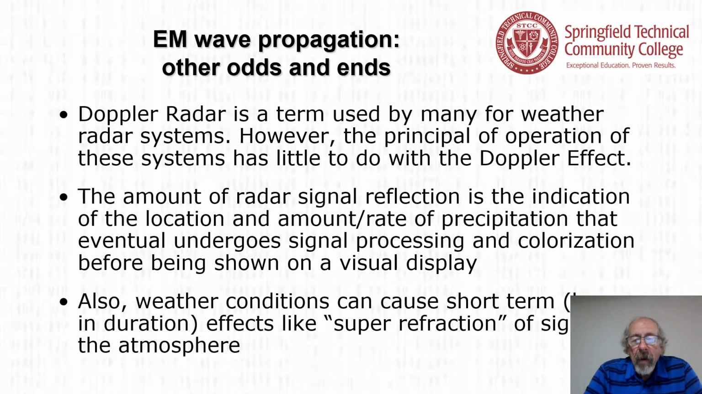Doppler radar is a term used by many for weather radar systems. However, the principle of operation of these systems has little to do with the Doppler effect. The amount of radar signal reflection is the indication of the location and the amount/rate of precipitation that eventually undergoes signal processing and colorization before being shown on a visual display. Certainly, you can use the Doppler effect to see how fast things are moving, like a weather system. Also, weather conditions can cause short-term, hours in duration, for instance, effects like super-refraction of signals in the atmosphere.